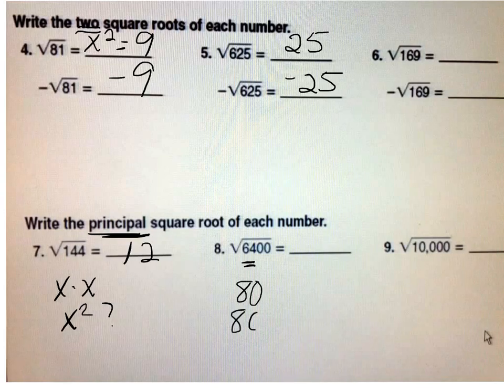80 times 80, there's our two extra zeros right there. So 80 is the square root of 64. Okay, you go ahead and see if you can figure out what is the square root of 10,000, the principal square root.